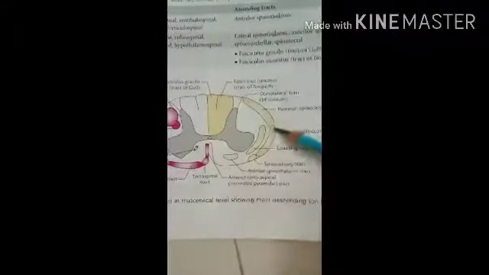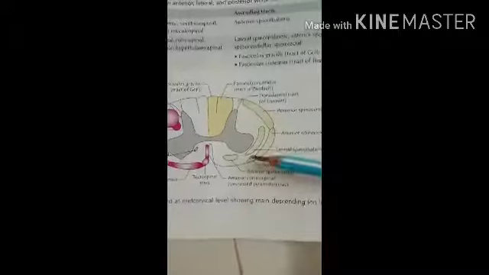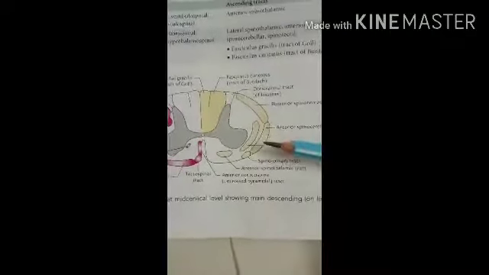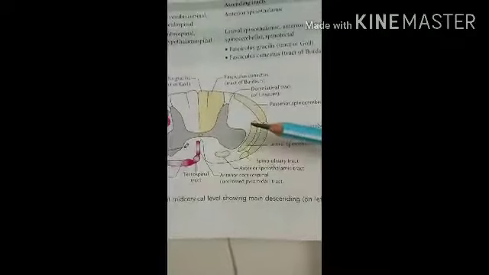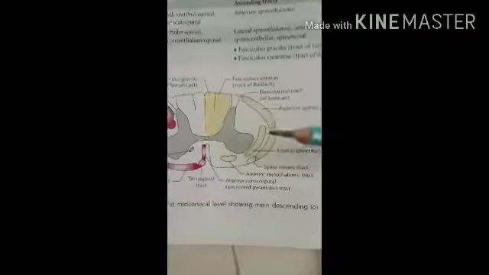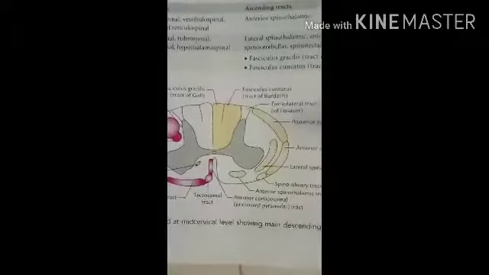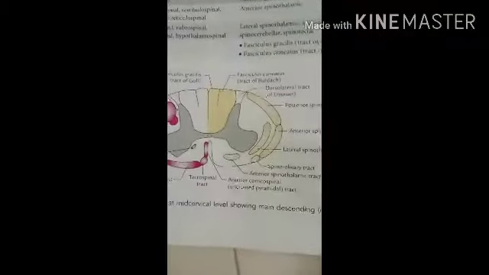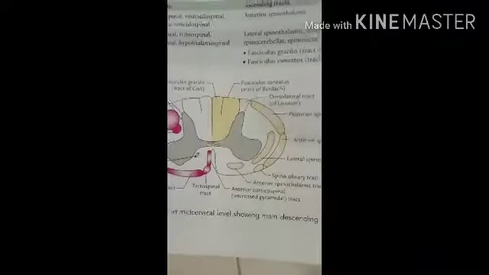Here you can see in yellow color the ascending tracts. The ascending tracts carry the impulses related to touch, temperature, pain and pressure. Of these, the anterior side carries the impulses of touch and pressure, and the posterior side carries the impulses of temperature and pain. So let's start the ascending tracts.